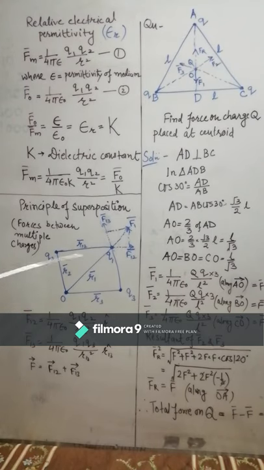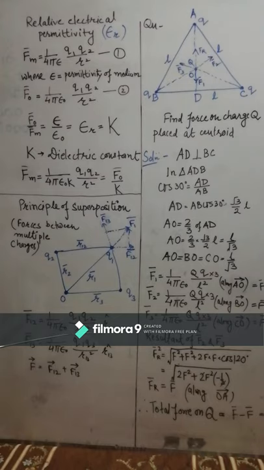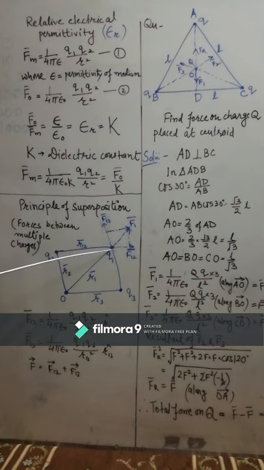All are having the same polarity. So the direction of F12 is like this. F12 is equal to 1 by 4 pi epsilon naught Q1 Q2 by R12 square in the direction of R12. Now, force on charge Q1 due to Q3 will be F13 in this direction. F13 is equal to 1 by 4 pi epsilon naught Q1 Q3 by R13 square in the direction of R13. So the total force acting on this Q1 will be F is equal to F12 plus F13.